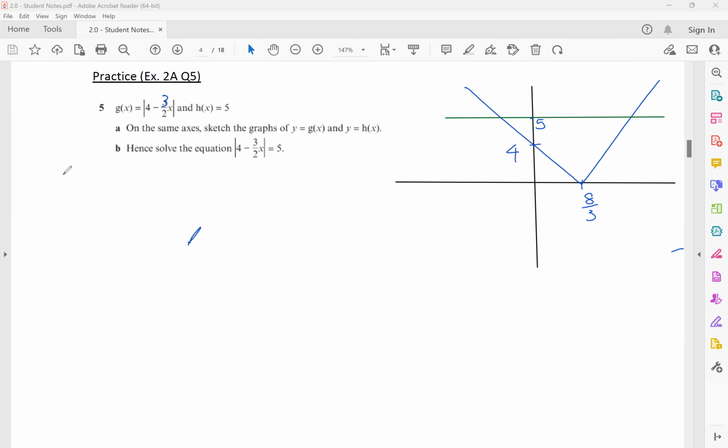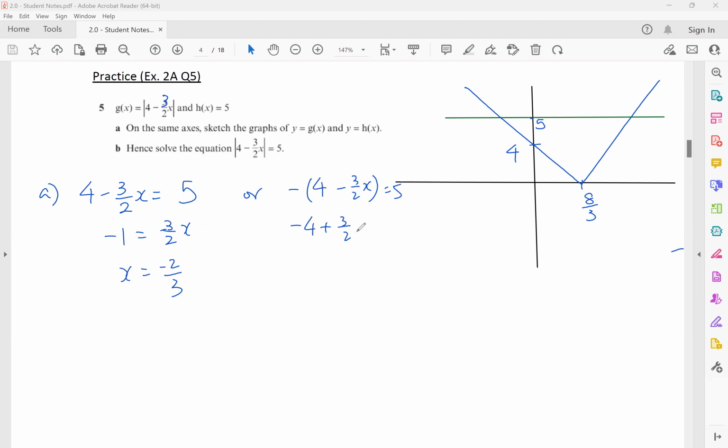Part B, solve the equation. So we know 2 cases. Case A, first case is when it's positive. So treat the modulus sign as nothing, and just solve it. And you will get -1 equals 3/2x. So x equals -2/3. The other case is negative, put a negative in front. Square bracket -4 plus 3/2x equals 5. You solve that, you get x equals 6. This is your answer, which makes sense because if you look at the graph, that is x equals 6, and that is x equals -2/3. It does kind of make sense.